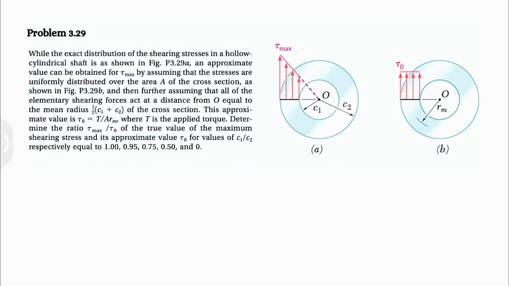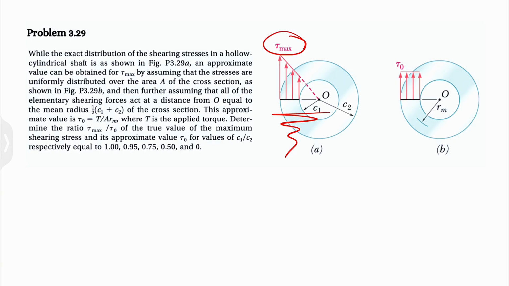Alright guys, welcome back. Let's see if we can solve another question from the third chapter of Mechanics of Materials by Beer and Johnson. The exact distribution of the shearing stress in a hollow cylindrical shaft is shown in figure A. So we can see the actual shearing stress in this hollow shaft, and we have an approximate value that can be obtained by tau max by assuming that the stresses are uniformly distributed over the area A of the cross section, as shown in figure B.